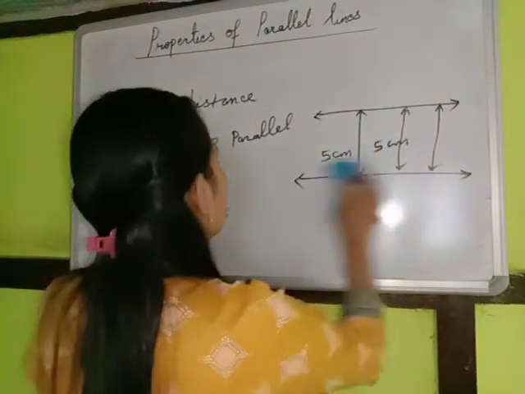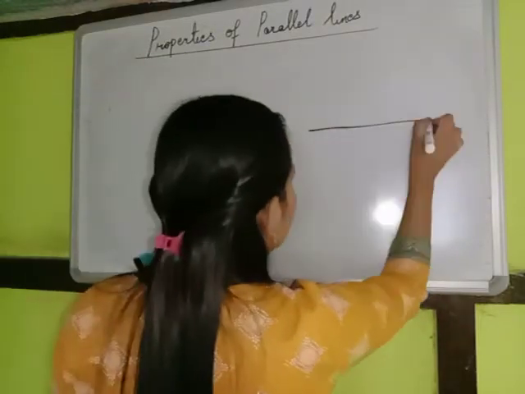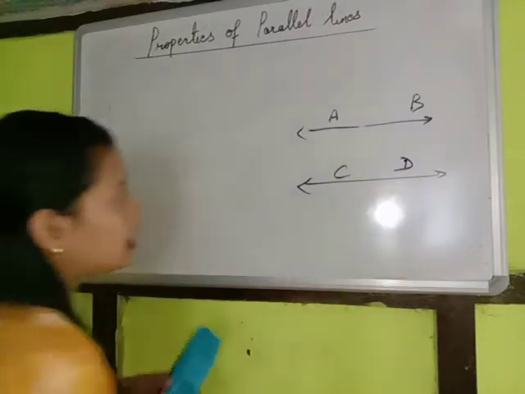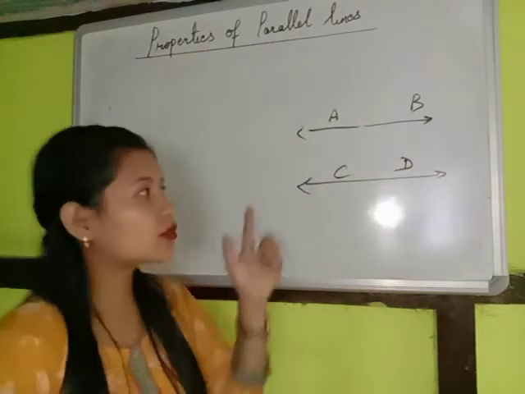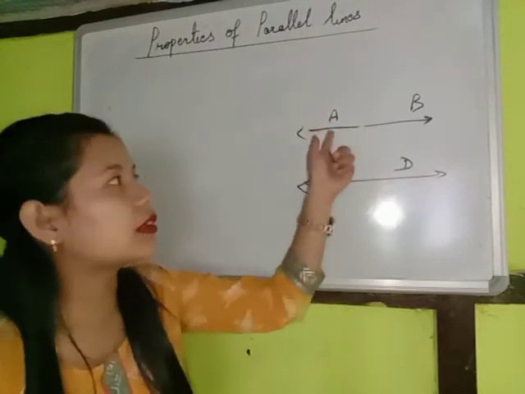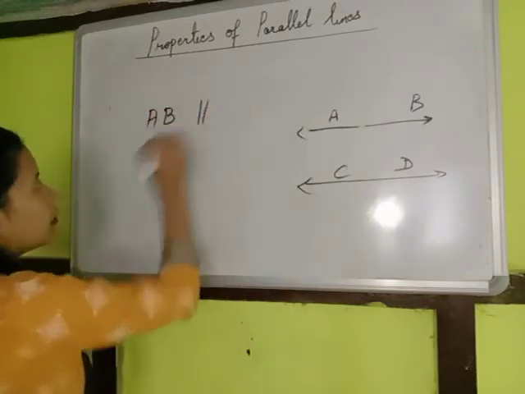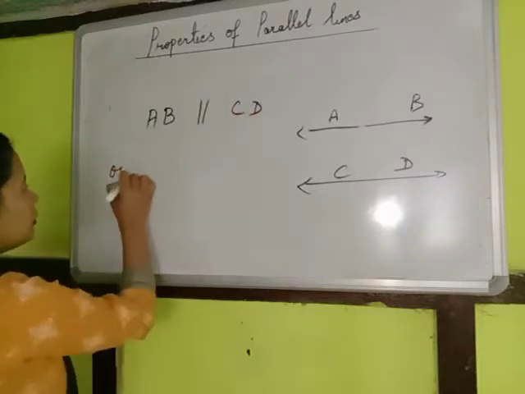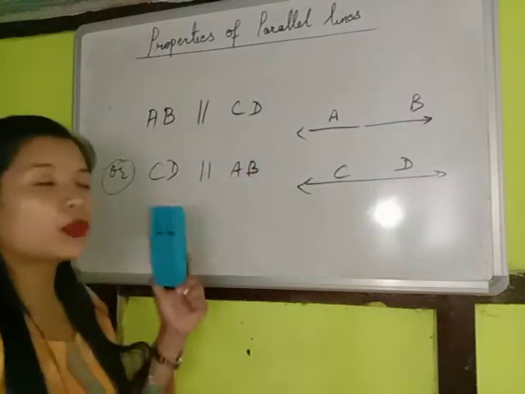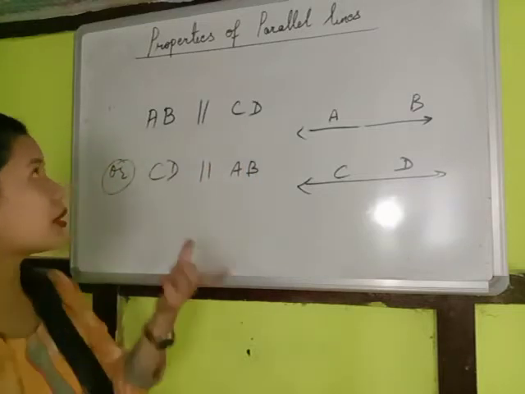Children, I forgot to mention one very important notation. If we have this line AB and another line CD, then we know that these two lines are parallel, right? The statement that AB is parallel to CD, or CD is parallel to AB, will be represented by this symbol. This is the mathematical notation for the statement parallel to. Please remember this. These are the properties of parallel lines.